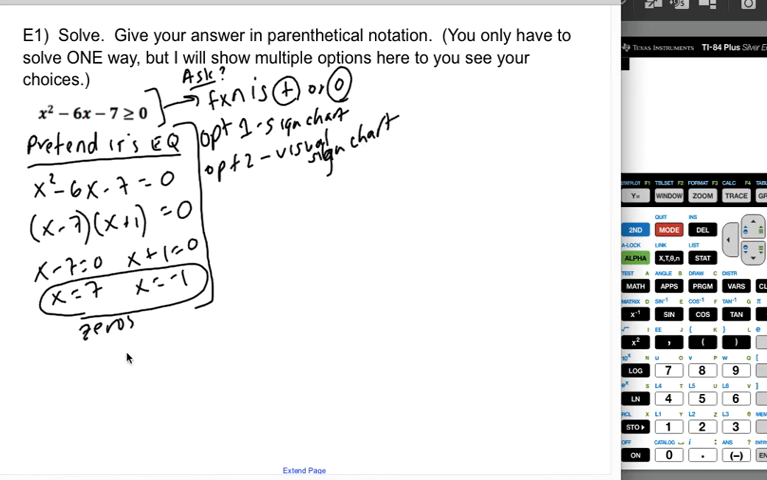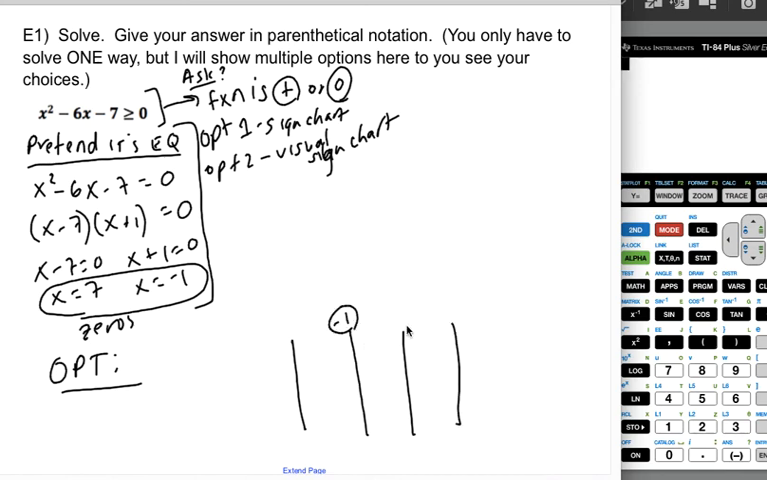So if I want to pick option 1, here's what option 1 is going to look like. When we make a sign chart, we put the x values that we got in ascending order across the top. So negative 1 and 7, those are my 2 zeros. And the reason I have these extra lines here is that this graph actually goes forever. It starts at negative infinity, goes to infinity.